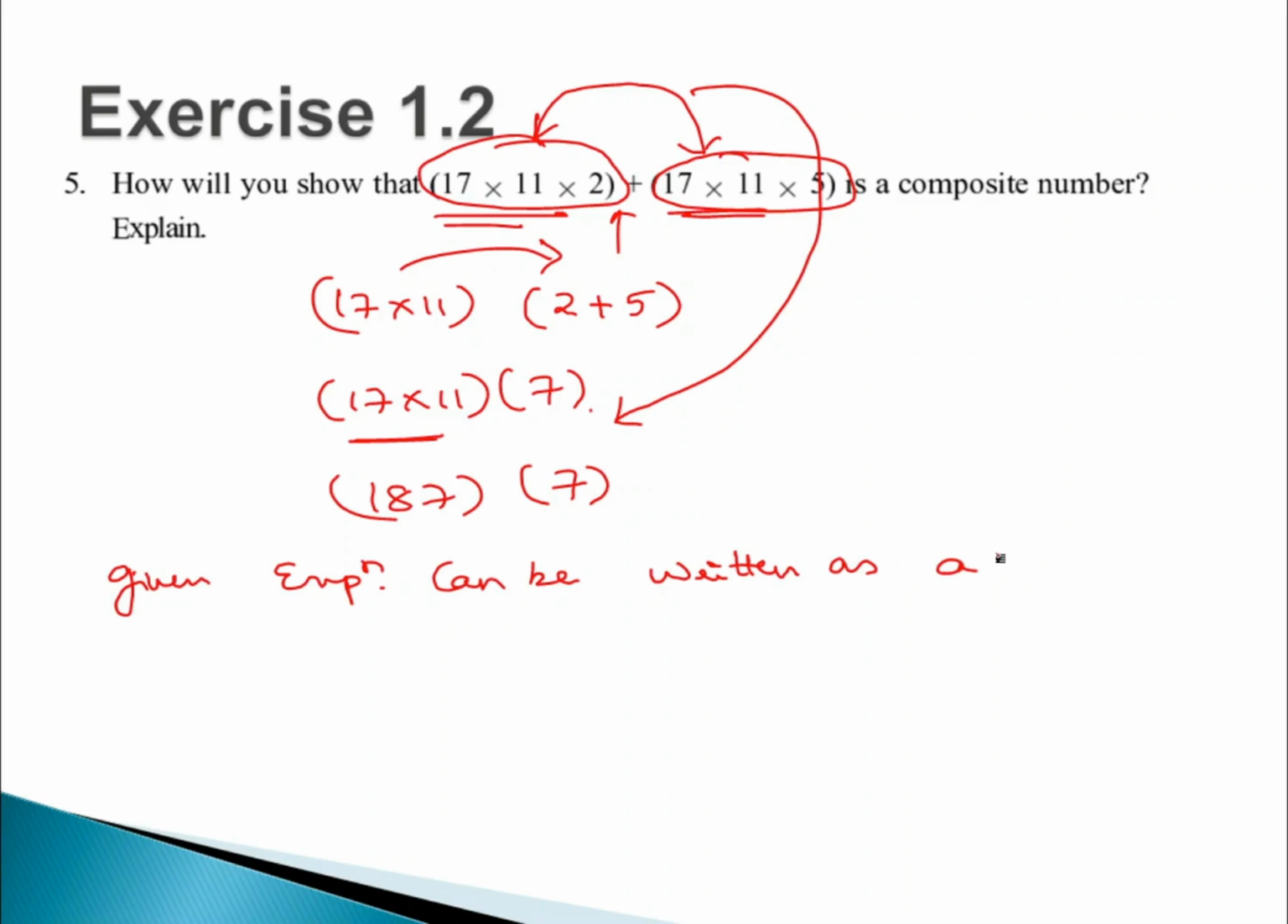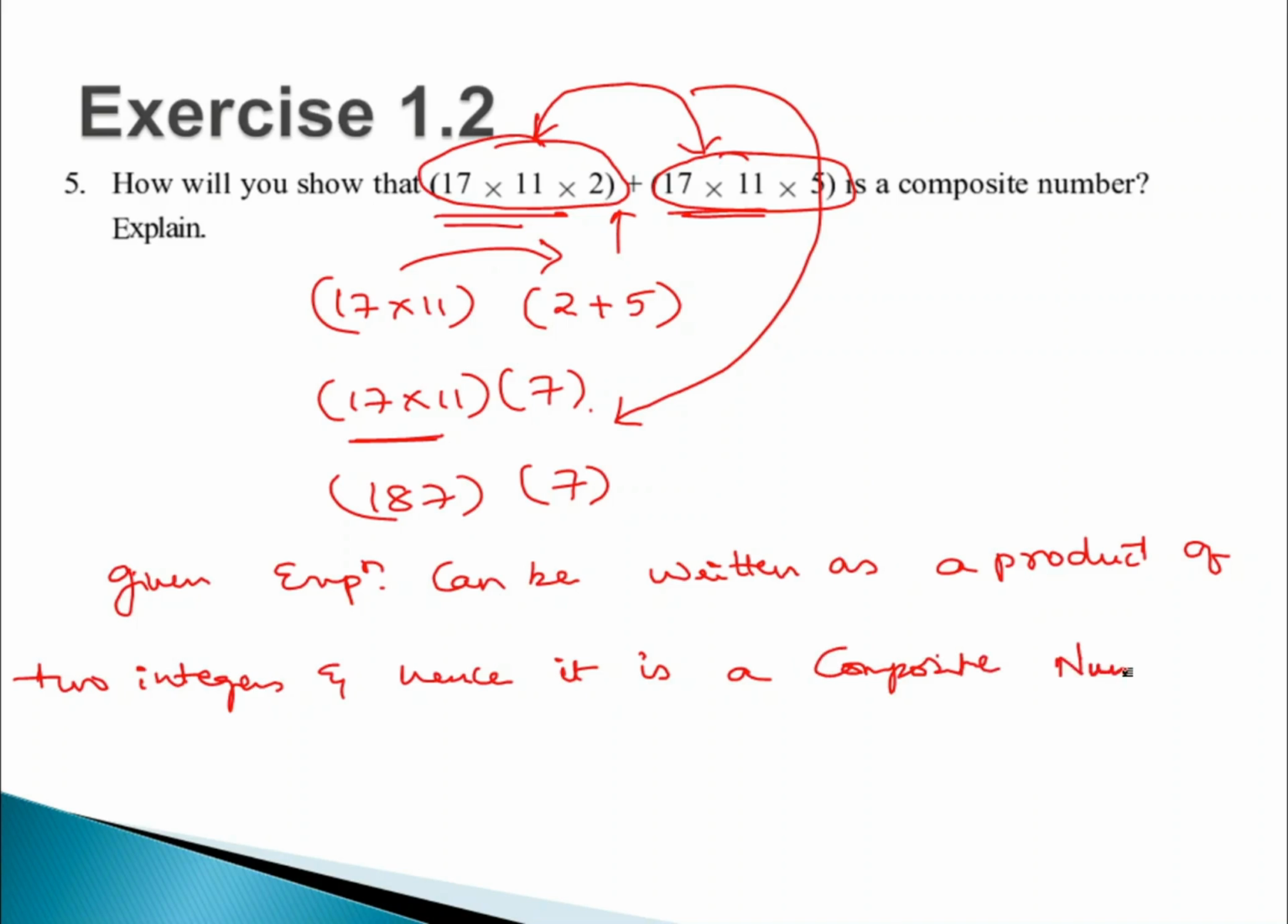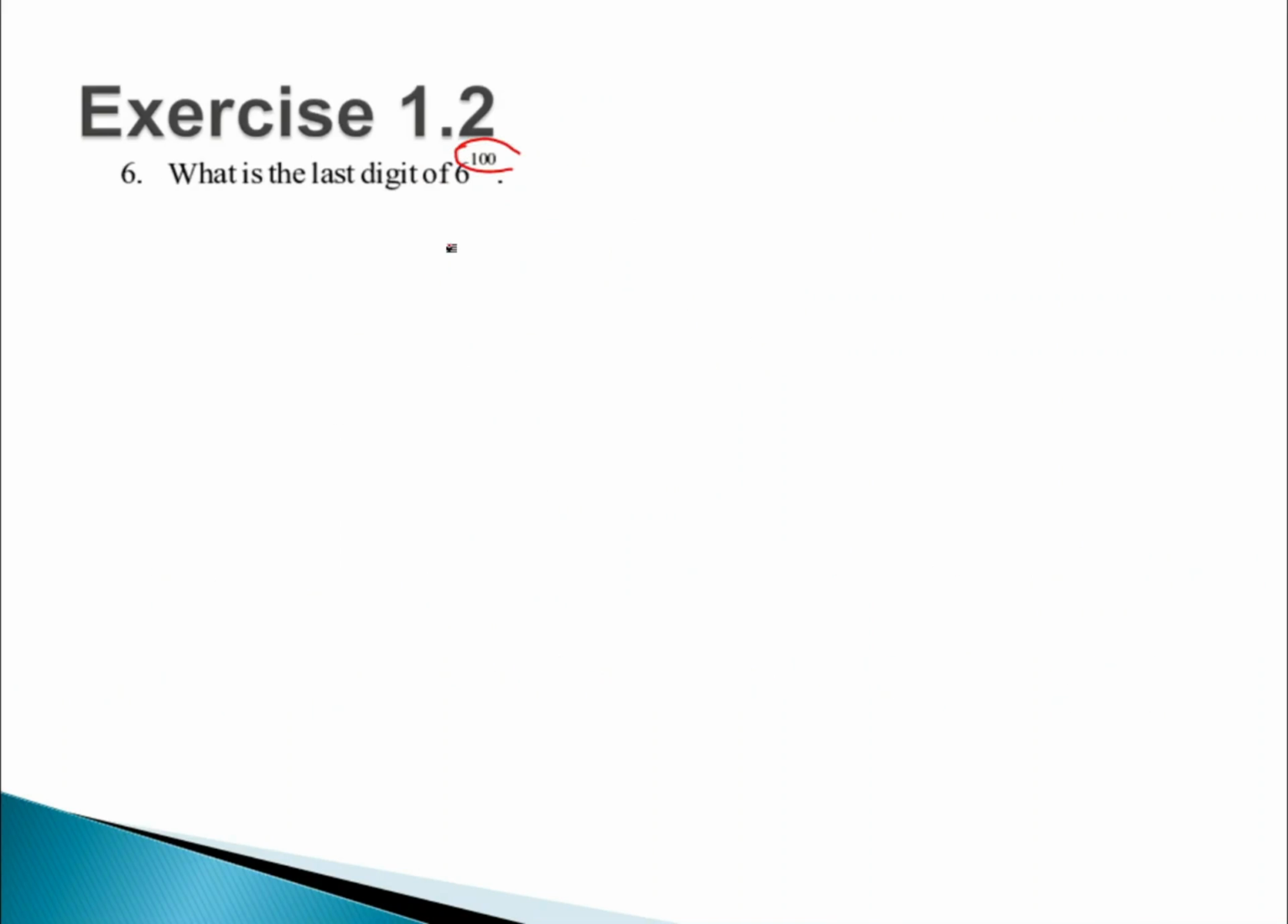a product of two integers, as in the earlier definition, as a product of two integers, and hence it is a composite number. It is a composite number. Okay, am I clear with this? Right? Good. We have done that.